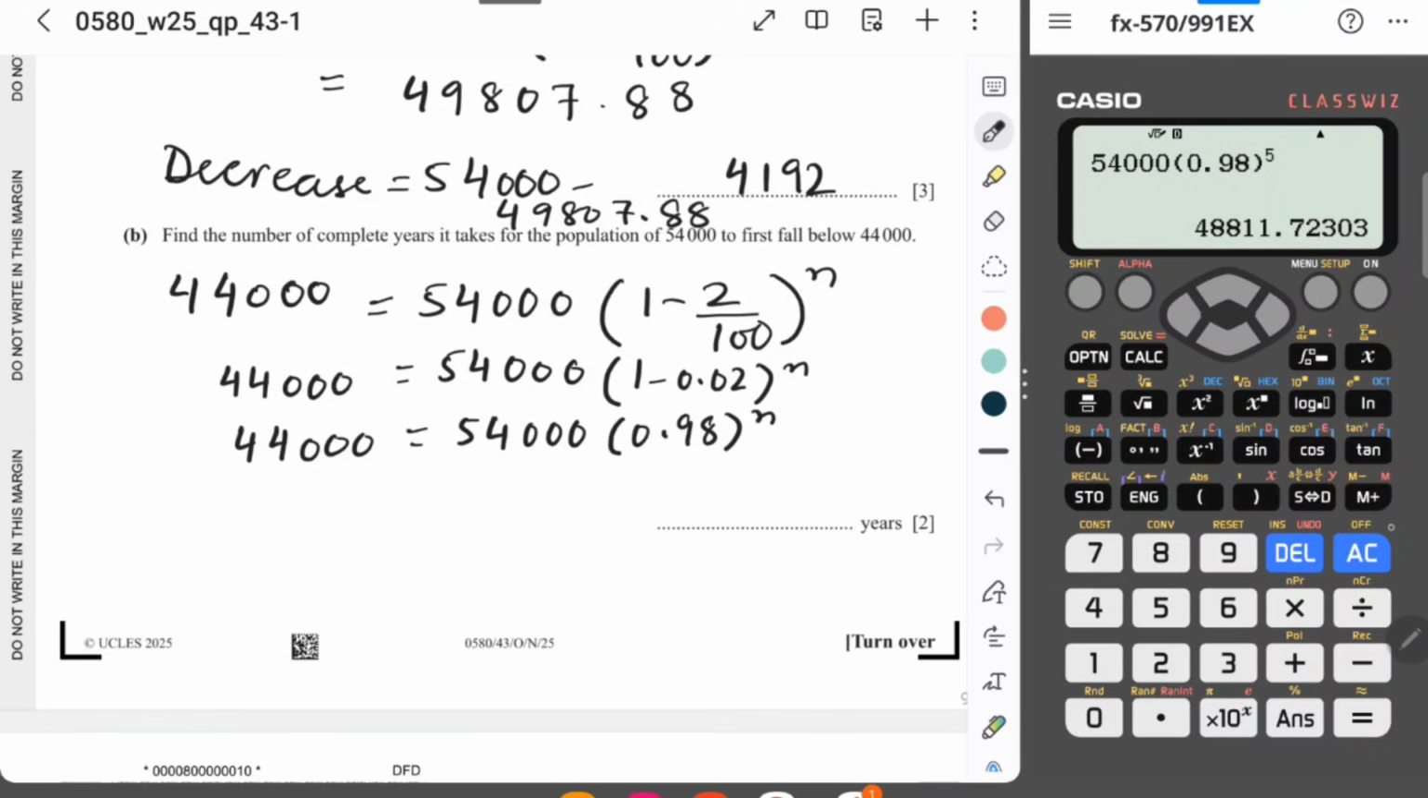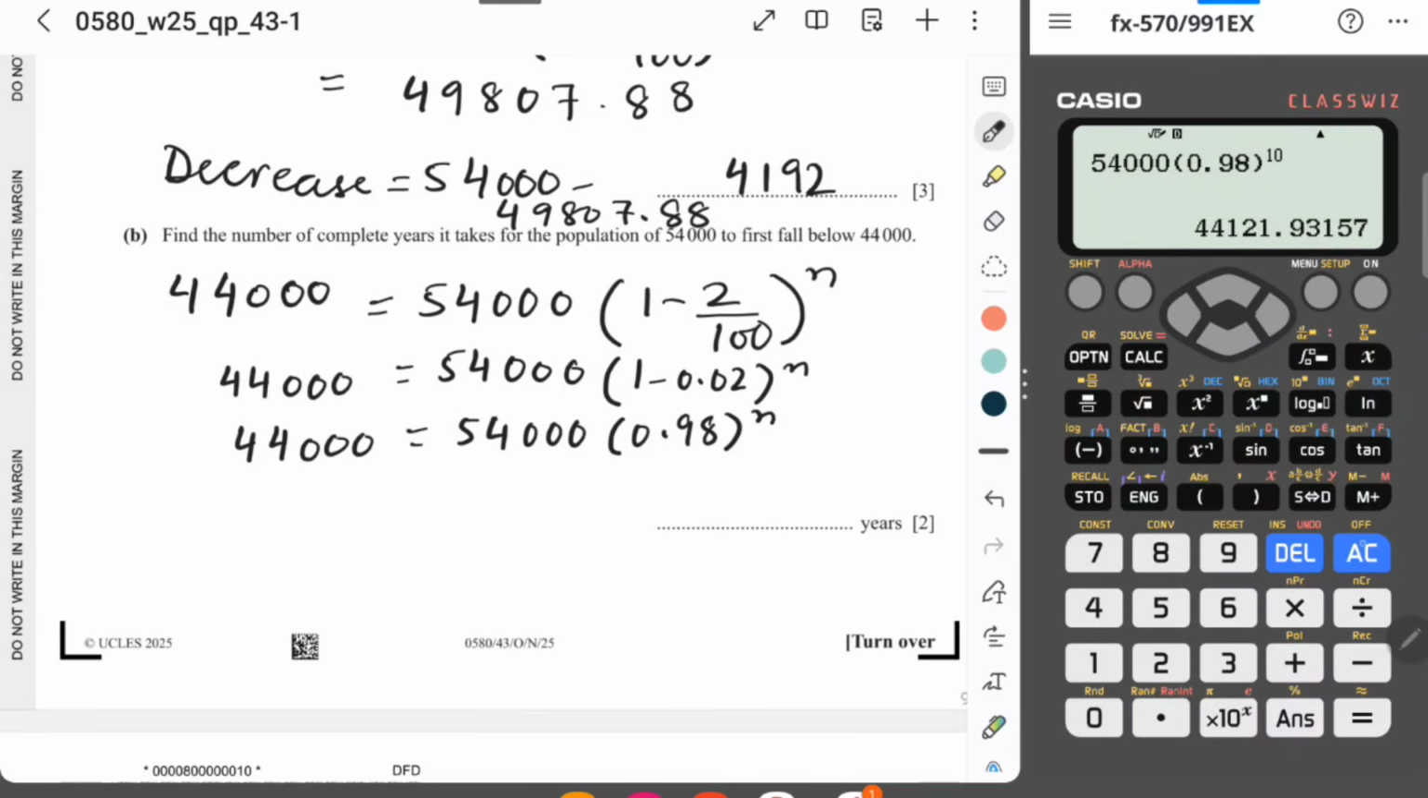So I'm trying with the power of 8 now. That is 54,000 and then 0.98 power of 8. So it's becoming 45,941. It's still bigger than 44,000. So I'm trying with 10 now. That is 54,000 and then 0.98 to the power of 10. So it's coming 44,121. Okay, it's still a bigger number.